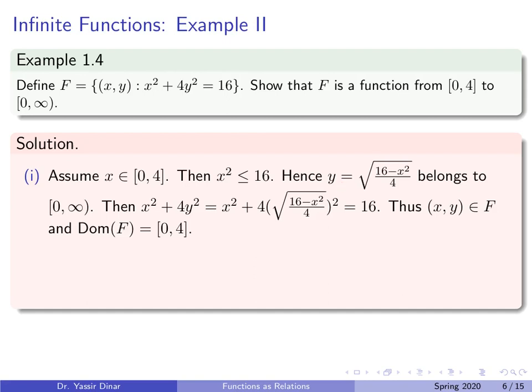So if we set y equal to the square root of (16 minus x squared) over 4, this y is well defined since x squared is less than 16. And that means y belongs to the interval from 0 to infinity. And actually, for this x, when we take y to be this value, then x squared plus 4y squared will be equal to, after substitution, 16. That means (x, y) is in f, in my relation f, and so this gives me that the domain of my relation f is the interval from 0 to 4.